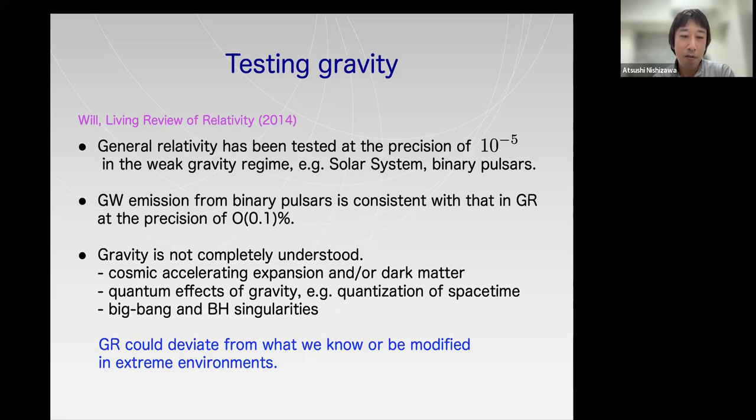But we don't know about gravity in that cosmic accelerating expansion or dark matter may be explained by gravity. Also, the quantum effect of gravity is unknown because we don't have a quantum gravity theory. Also, in general relativity, there is a singularity at the time of the Big Bang or at the center of a black hole. So we may need to explain the non-singularity of these cases in a quantum gravity theory. So the question is in what environment the new aspect of gravity appears.